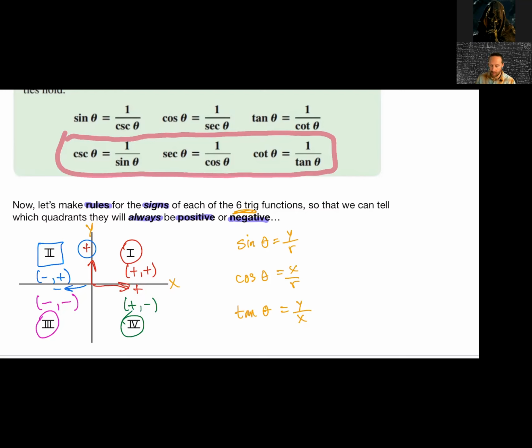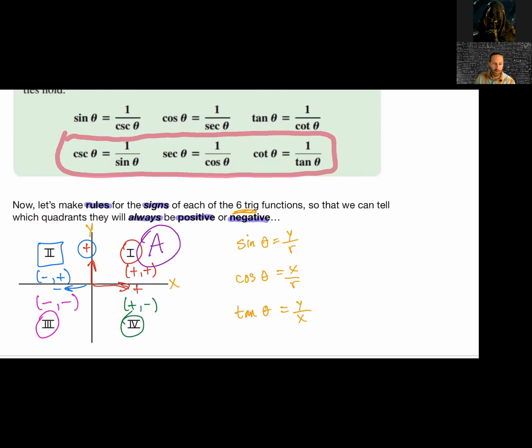So we're really focusing on that. Now, here's the cool part. We know that everything in quadrant 1 is positive. That's the x, that's the y, and remember, r is always a positive distance. So what we are going to say for all of these is that in quadrant 1, everything's positive, all of them.